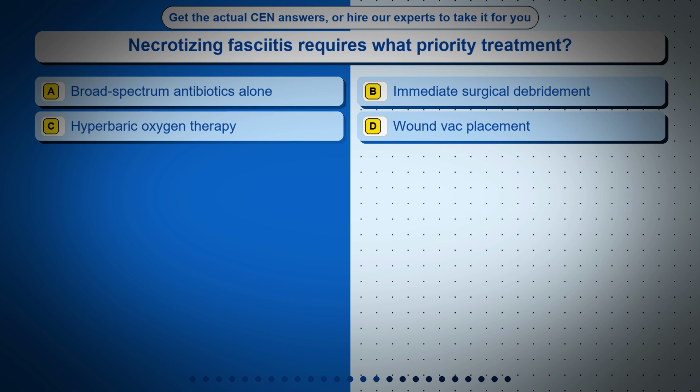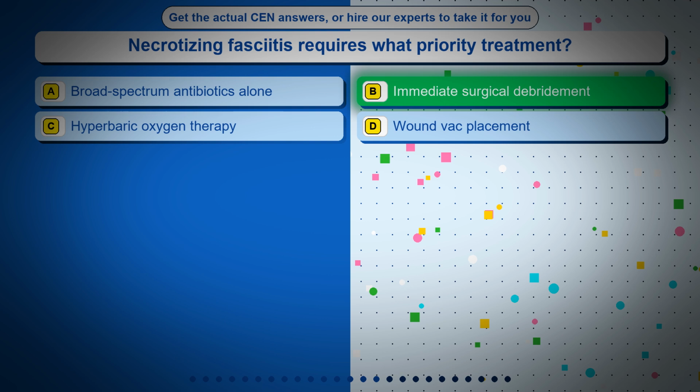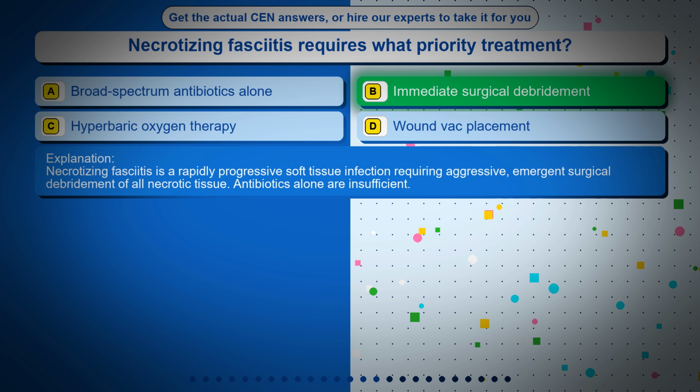Question 15. Necrotizing fasciitis requires what priority treatment? Option A, broad-spectrum antibiotics alone. Option B, immediate surgical debridement. Option C, hyperbaric oxygen therapy. Option D, wound vac placement. The correct answer is option B, immediate surgical debridement. Necrotizing fasciitis is a rapidly progressive soft tissue infection requiring aggressive, emergent surgical debridement of all necrotic tissue. Antibiotics alone are insufficient.